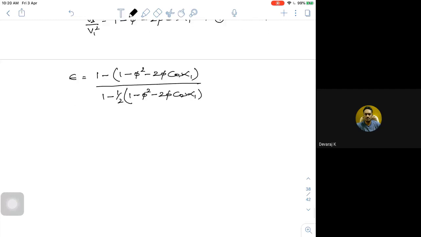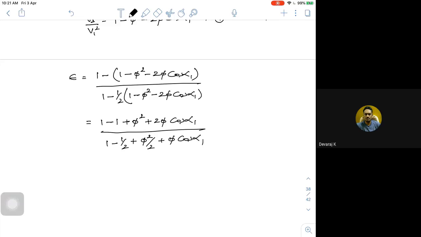Now I will try to open the bracket. This will be 1 minus 1. So minus of minus will become plus, so this will be plus phi square. And minus of minus will be plus 2 phi cos alpha 1 divided by 1 minus phi square by 2, so phi by 2 will go up. This will be phi into cos alpha 1. So without further simplification, that's it.